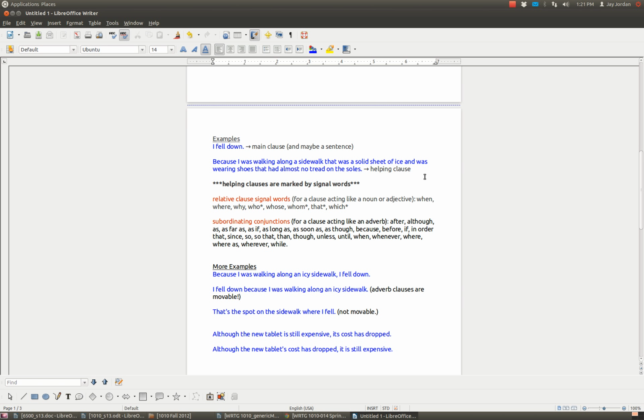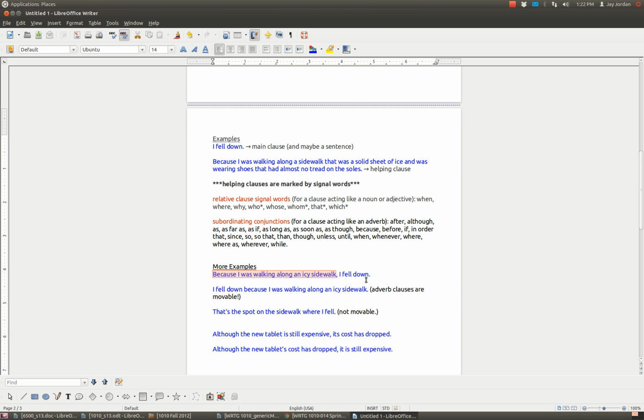Here are a couple of other examples. This one right here, that's the spot on the sidewalk where I fell. It's kind of a different way of expressing the same idea that I just expressed. But instead of using an adverb clause, you'll notice here, I fell down. So fell down is the verb. And this clause, because I was walking along an icy sidewalk, modifies the verb. It asks questions about, well, how? Like, where did you fall down, or why did you fall down, right?